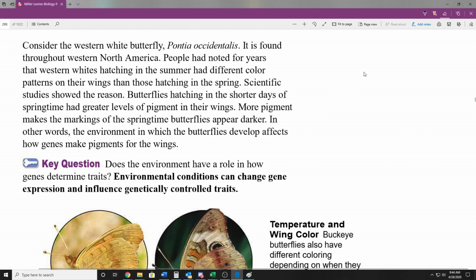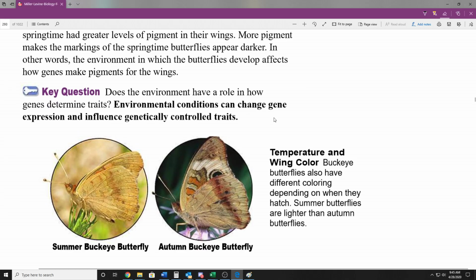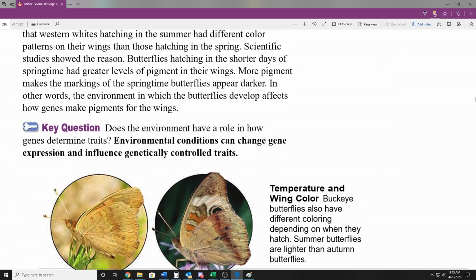Okay. Now, depending on whether there's light or not, or depending on the temperature, the genes that control pigment can either activate or deactivate. It says right here in your paragraph that butterflies hatching in the shorter days of springtime had more pigment in their wings, whereas in the summer they had less pigment in their wings. It's possible that the genes that control pigment are activated in the dark, which is why the springtime butterflies had darker pigment. When there's less light, or maybe it's a lower temperature too, the genes for producing pigment get activated.